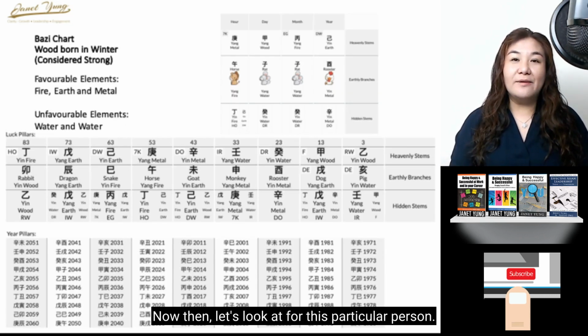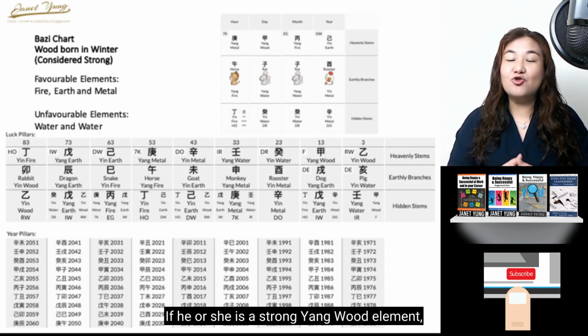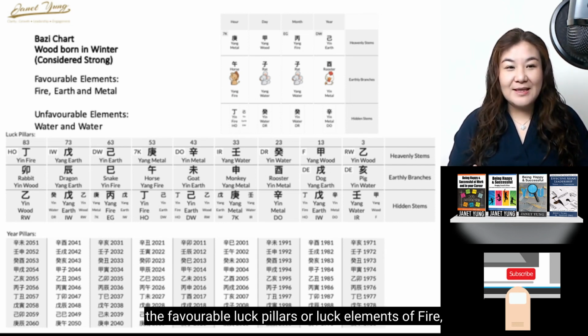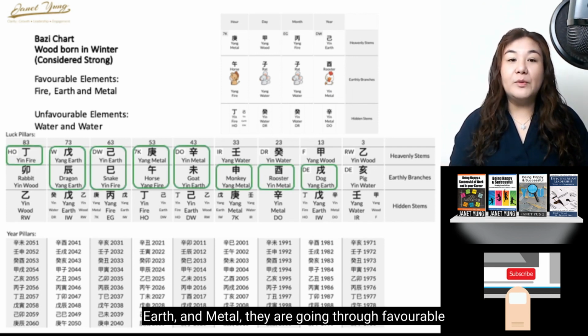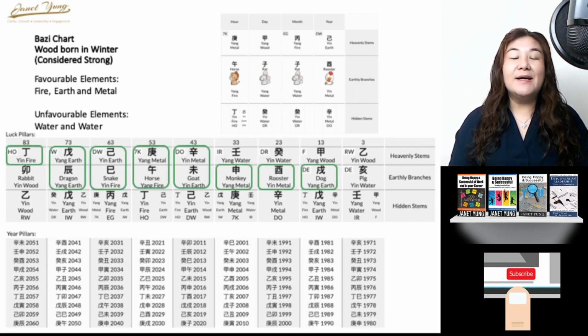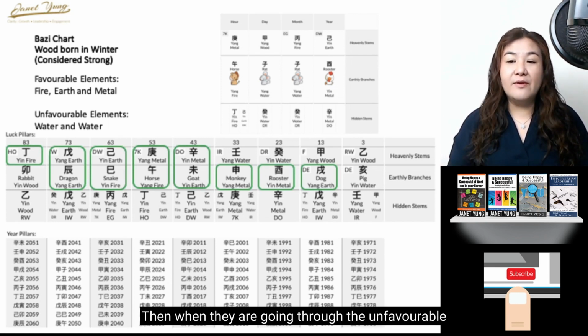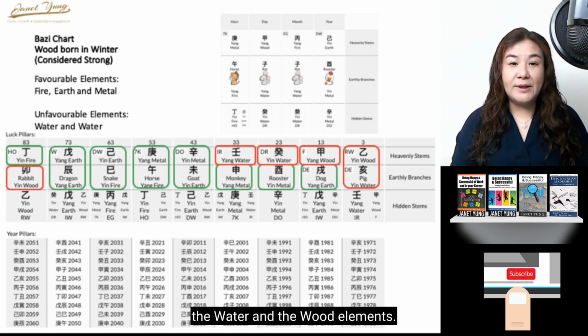Now then, let's look at this particular person, if he or she is a strong young wood element. Therefore, when they are going through the favorable luck pillars or luck elements of fire, earth, and metal, they are going through favorable elements, as I am showing here in the green rectangles. Then when they are going through the unfavorable element period, it is basically the water and the wood elements.